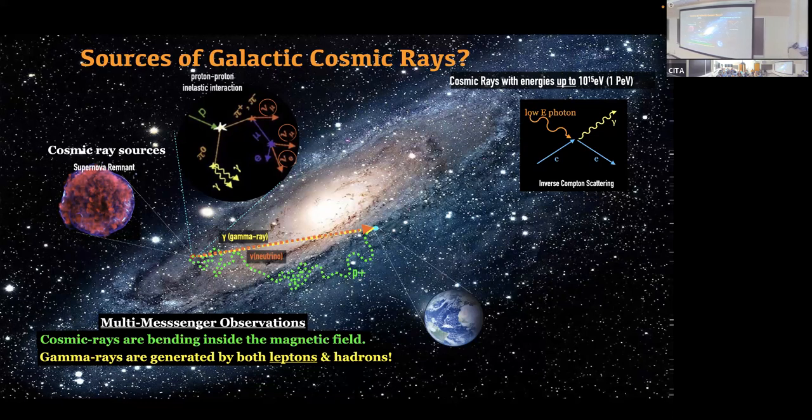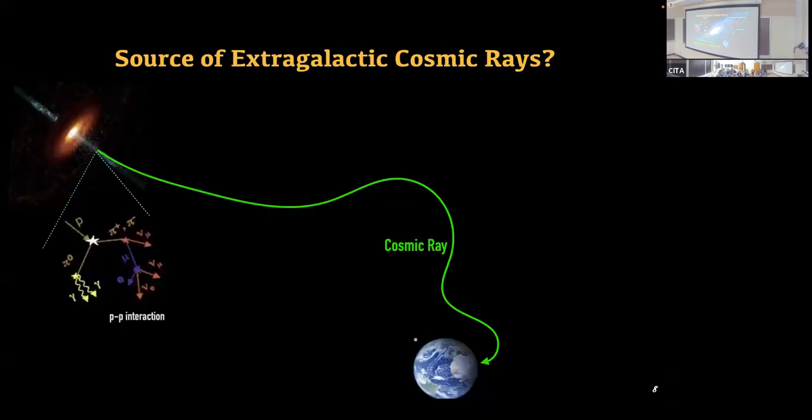Of course, electrons themselves are very interesting, and most of the electromagnetic waves that we study, from radio to X-ray, are all electron interactions. And so I think the gamma ray is interesting because it can see both leptonic interaction as well as hadronic interaction. All right, so the extragalactic cosmic ray case is a similar thing. Inelastic interaction happens and gamma rays and neutrinos are created.